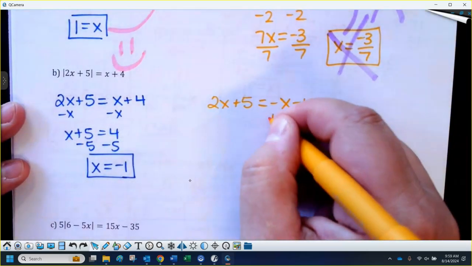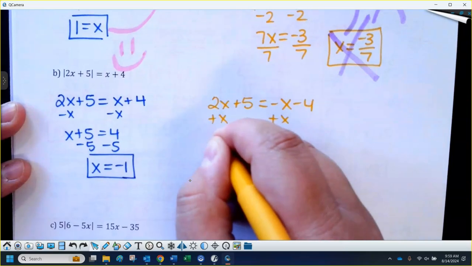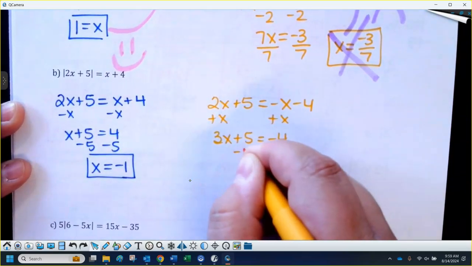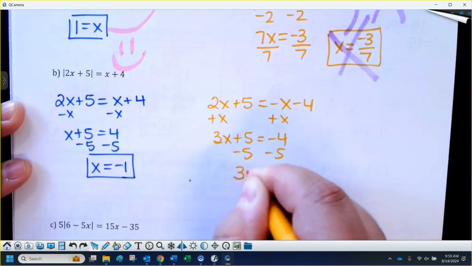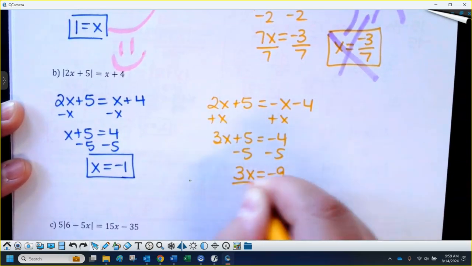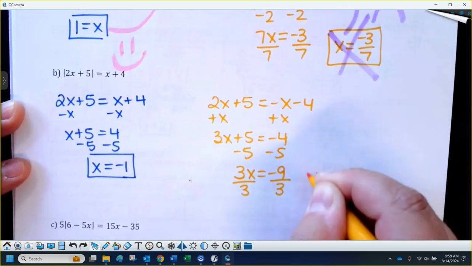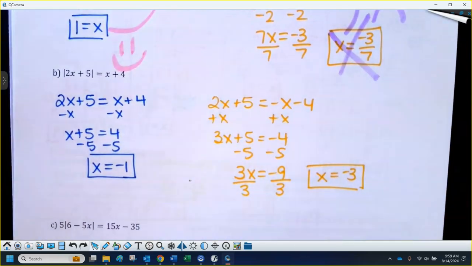My other one, I would add x. So I got 3x plus 5 equals negative 4. I'm going to subtract the 5. So we got 3x equals negative 9. And if I divide by 3, negative 3 is my other potential answer.